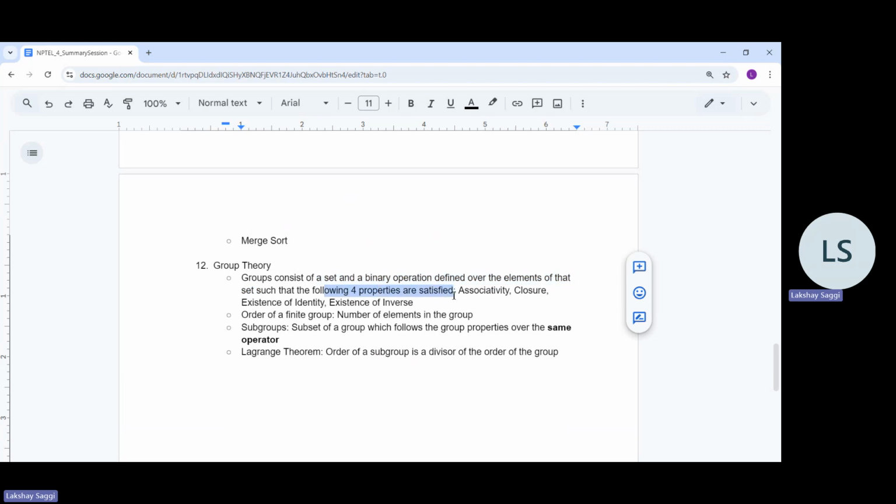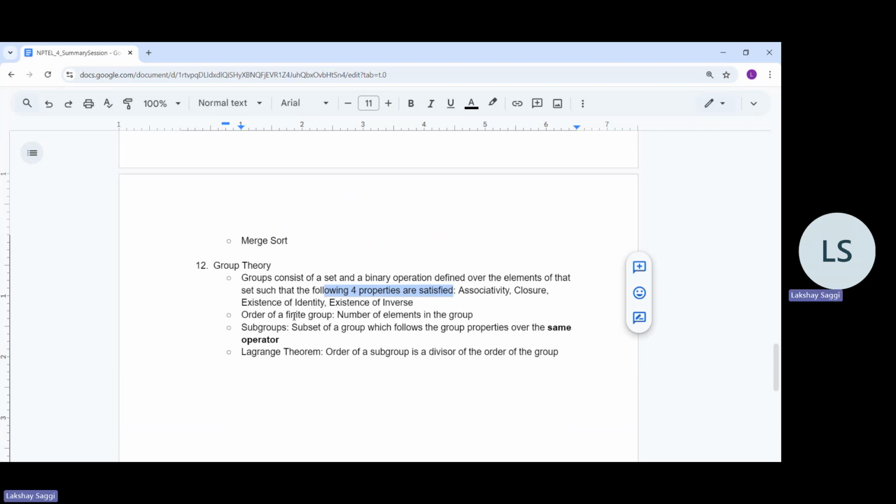The properties are associativity, closure, existence of identity, and existence of inverse. You already know what these properties are, we have already discussed these. If these four properties are satisfied by the binary operation and the set, then this set and binary operation is called a group. Otherwise, it's not a group.